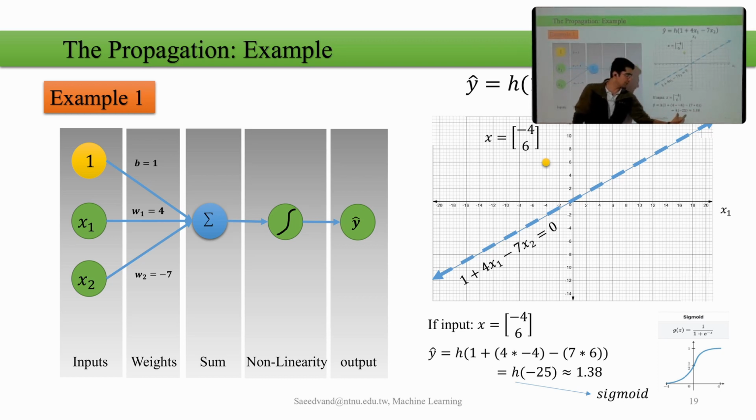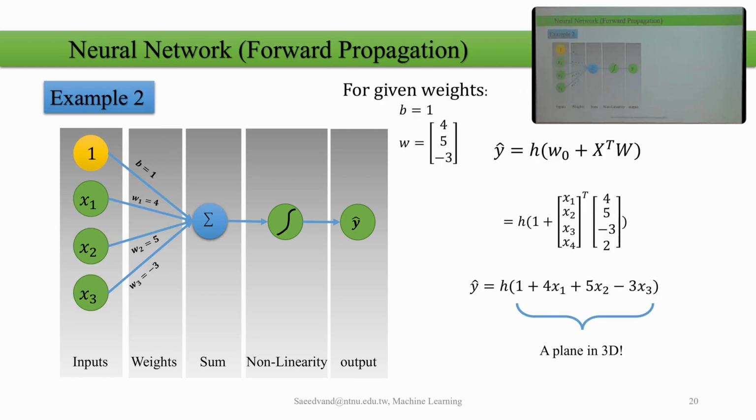Now the only thing I need to do is apply an activation function to minus 25. Here I applied sigmoid. If I apply sigmoid to minus 25, then the result will be 1.38. It will be plotted over there.